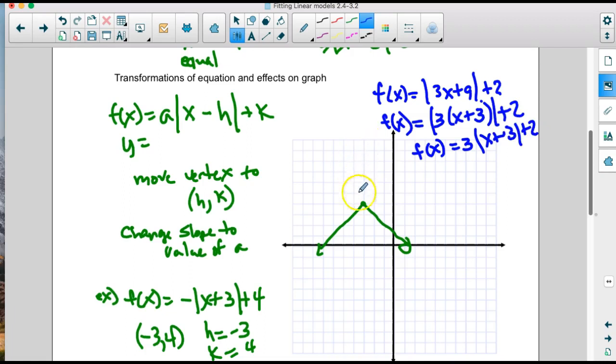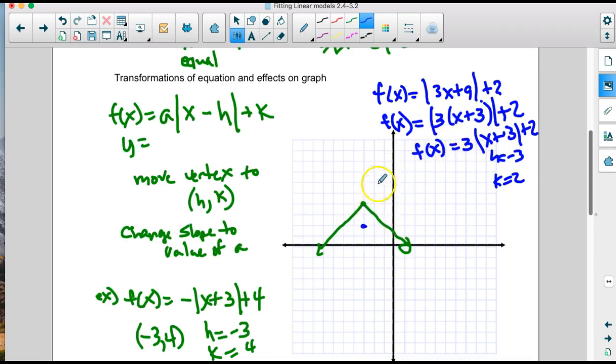So on this graph we would start out at negative 3, so our h is negative 3 and our k is 2. So negative 3, 1, 2, 3, up 2, we go to here for this one. So this one starts at negative 3, 2. And we have a slope of 3.